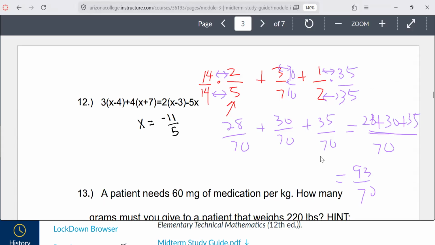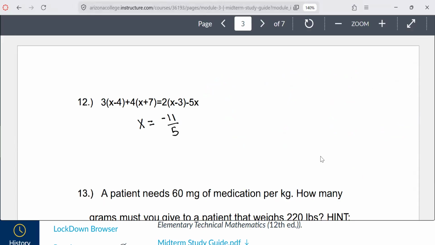Number 12. So in number 12, we have a long one. It's a very long equation. Minus 4 plus 4 x plus 7 equals 2x minus 3 minus 5x.